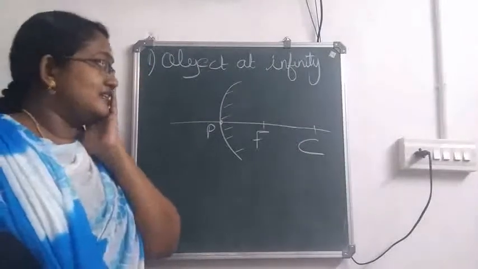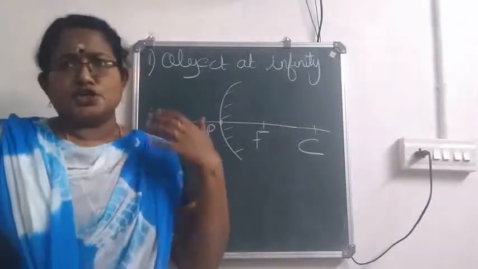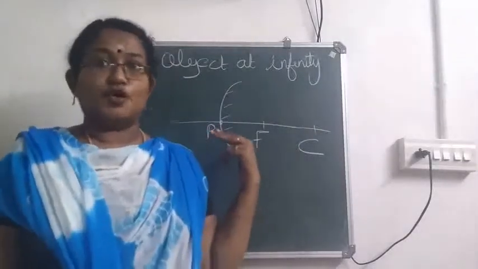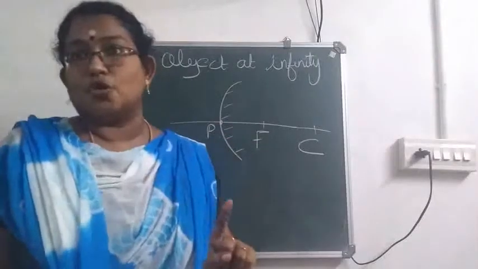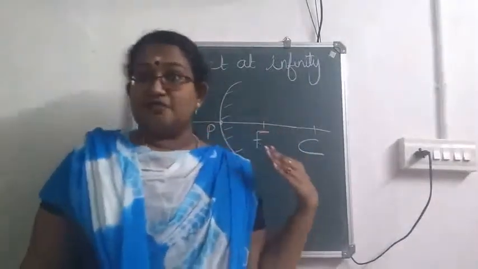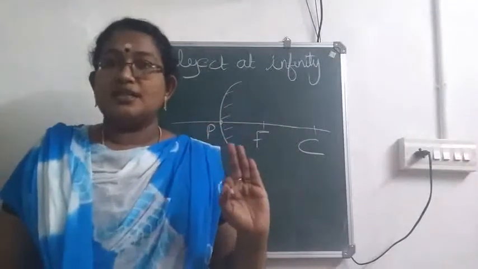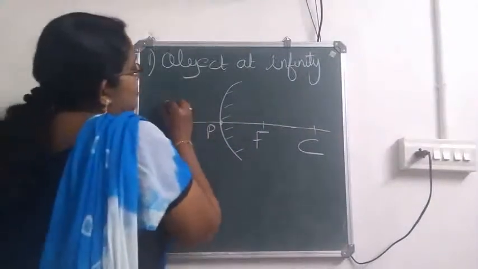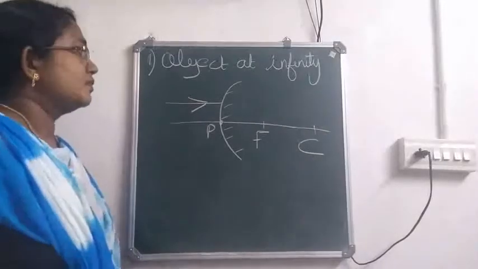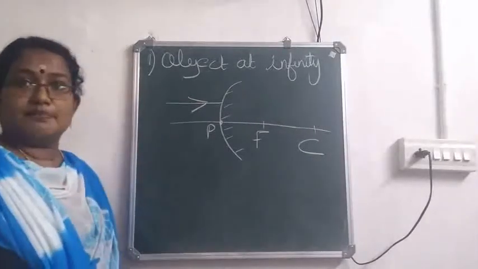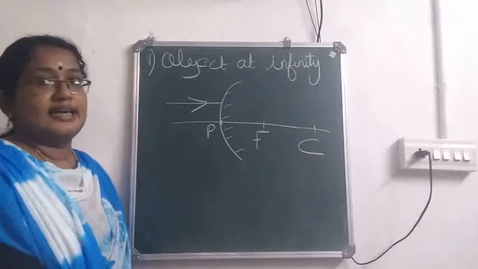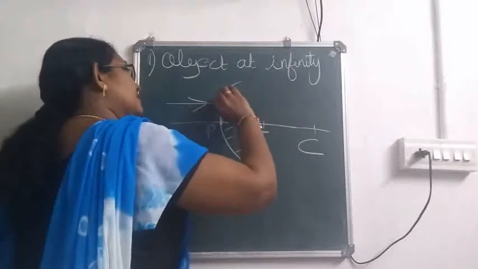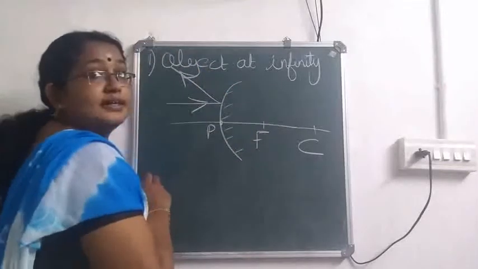Now the first case is object at infinity. If the object is at infinity, we don't want to draw it. Like the previous case, in the case of concave also, in the first case we didn't draw the object because it was at infinity, isn't it? So when the object is at infinity, you don't want to draw the object, we can just draw the rays. So you are considering a ray coming parallel to the principal axis. Okay. Consider a ray coming parallel to the principal axis. After reflection, what happens? It moves upward.